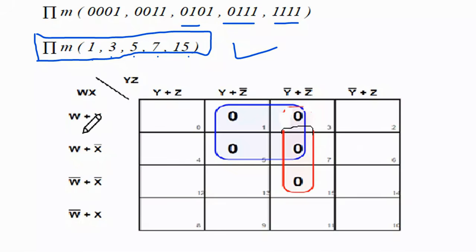This is the layout of POS, that is W plus X, W plus X bar, W bar plus X bar, W bar plus X, Y plus Z, Y plus Z bar, Y bar plus Z bar, Y bar plus Z. तो ये क्यों लिखा है, कैसे लिखा है, मैंने आपके videos में detail में दिया है. So 0 1 2 3 4 5 6 7 12 13 14 15 sorry 8 9 10 11. So why to write like that also I have told you. Now you need to put 1 3 5 7 15 के box में 0 डालना है.